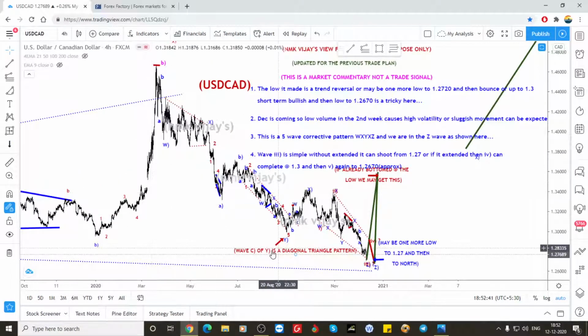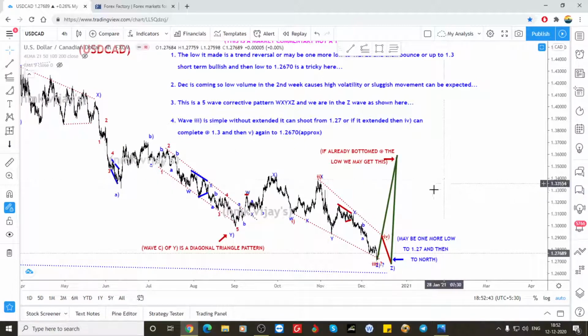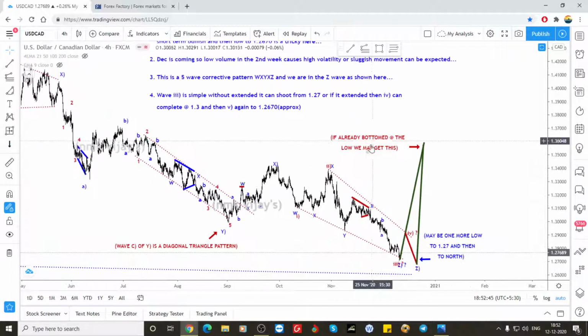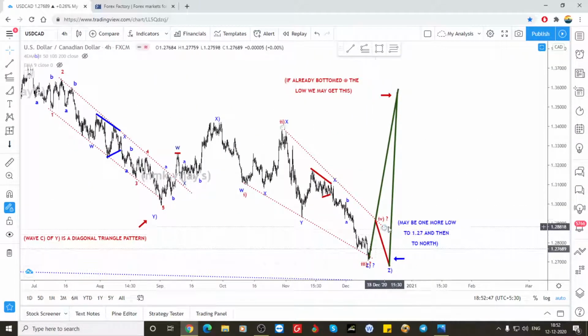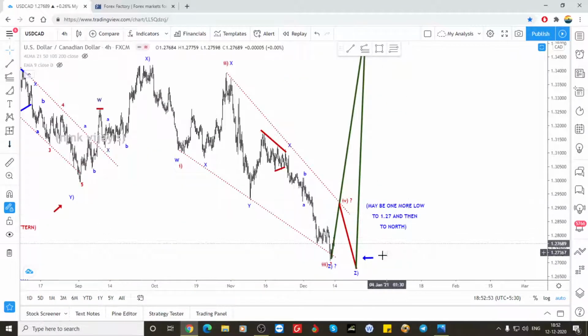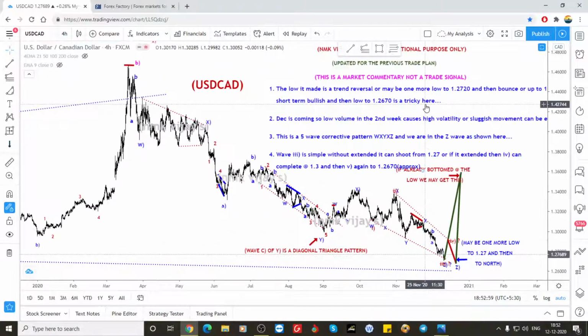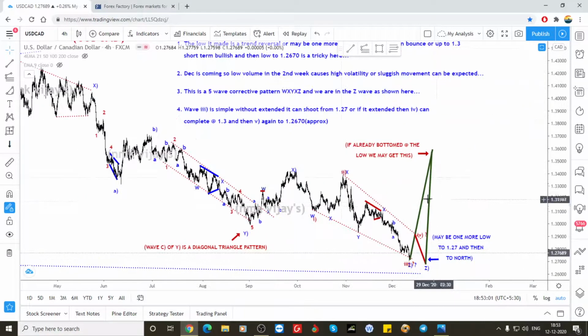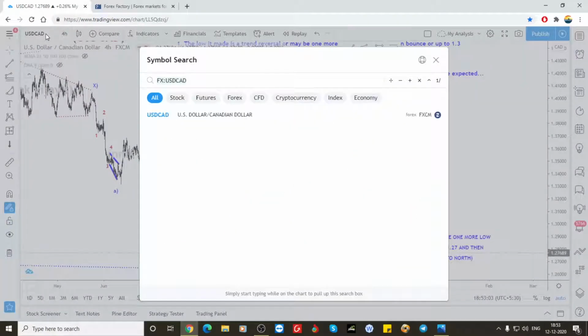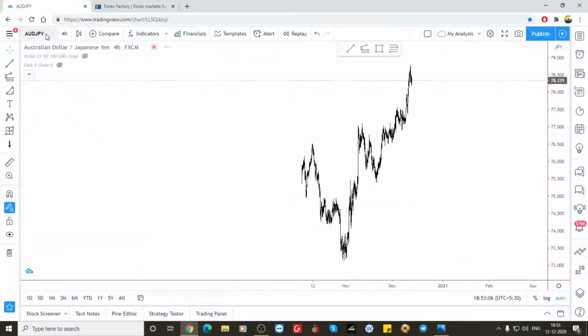So for this week I'm expecting, because Christmas and New Year is also there, that could be a little bit of grinding also here for the fourth wave. And before the New Year or after the New Year, it could be a drop, and then again it could be a full-fledged bullish move. So that is why my bias. So let's move on now to AUD JPY.